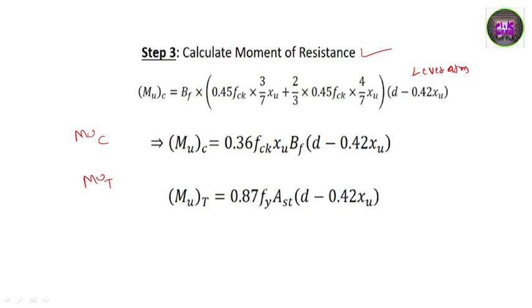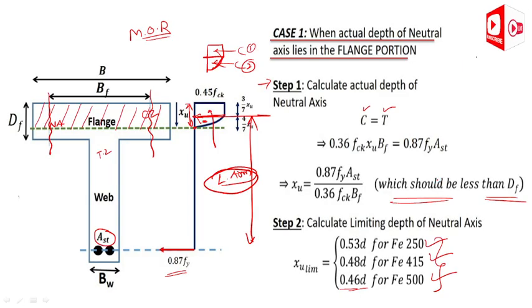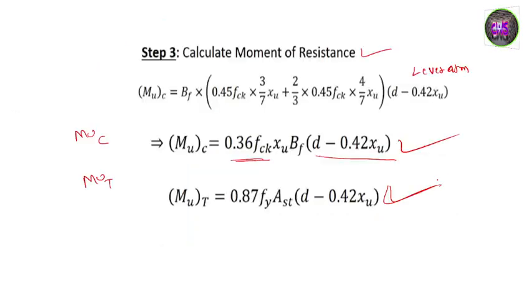Now what is the formula for this moment of resistance for the compression? 0.36 fck Xu bf into d minus 0.42 Xu. In the same way for the tension side also.